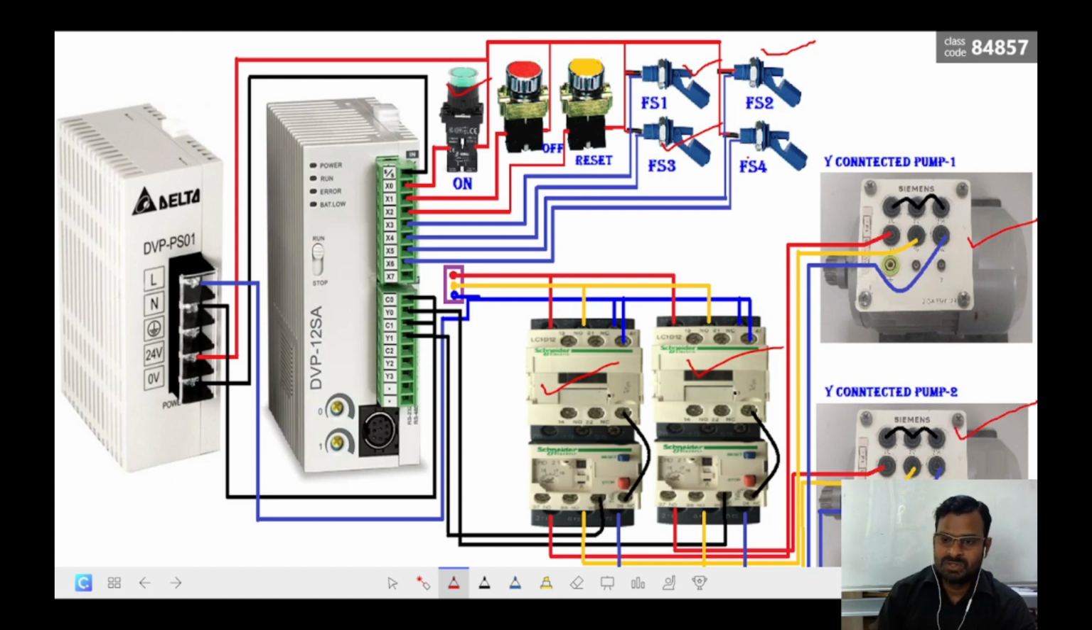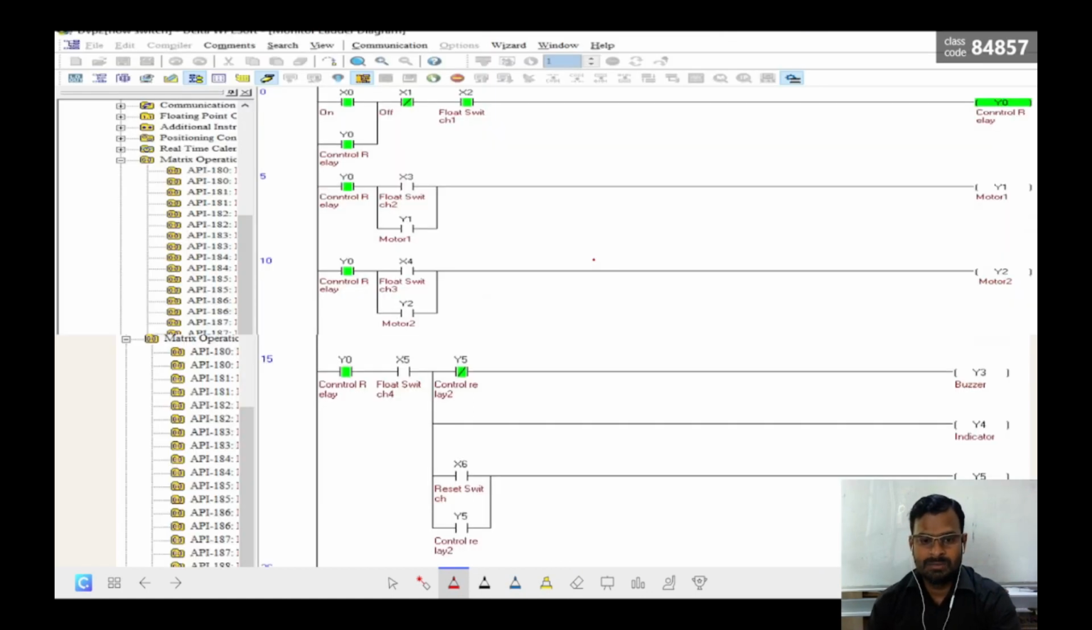And when it reaches FS number 4 here, this will give the output to the buzzer and indicator lamp. So these two will function. So this is the wiring diagram. Here the inputs and outputs are connected in a sourcing configuration, and the input module and output module are connected in a sinking configuration type. So let us see the program or ladder logic. So this is the ladder logic for the said application.